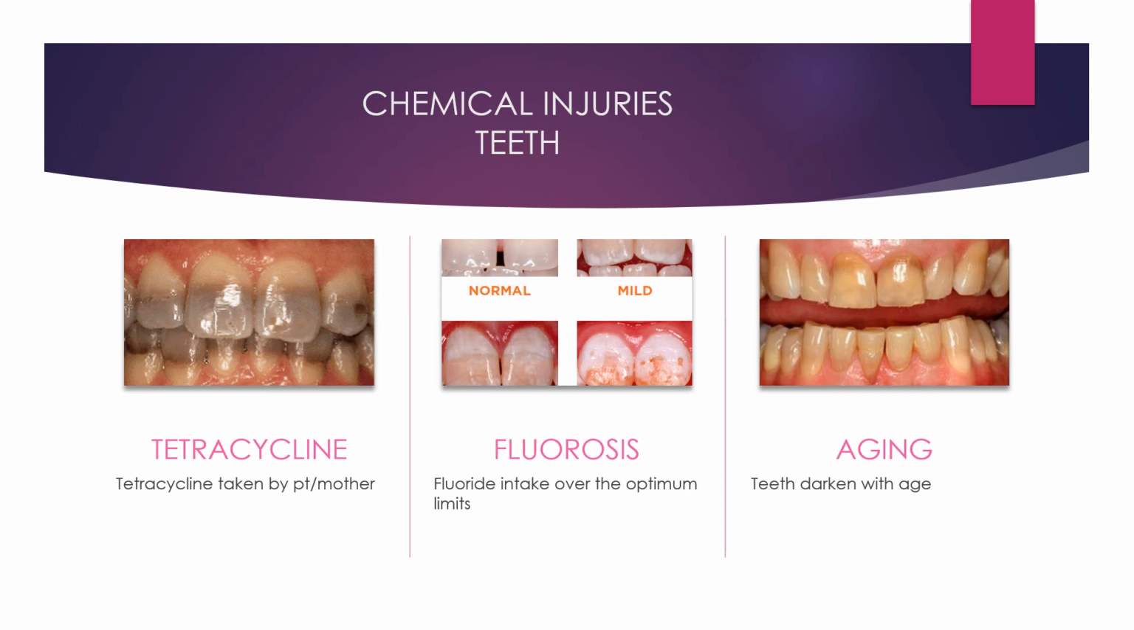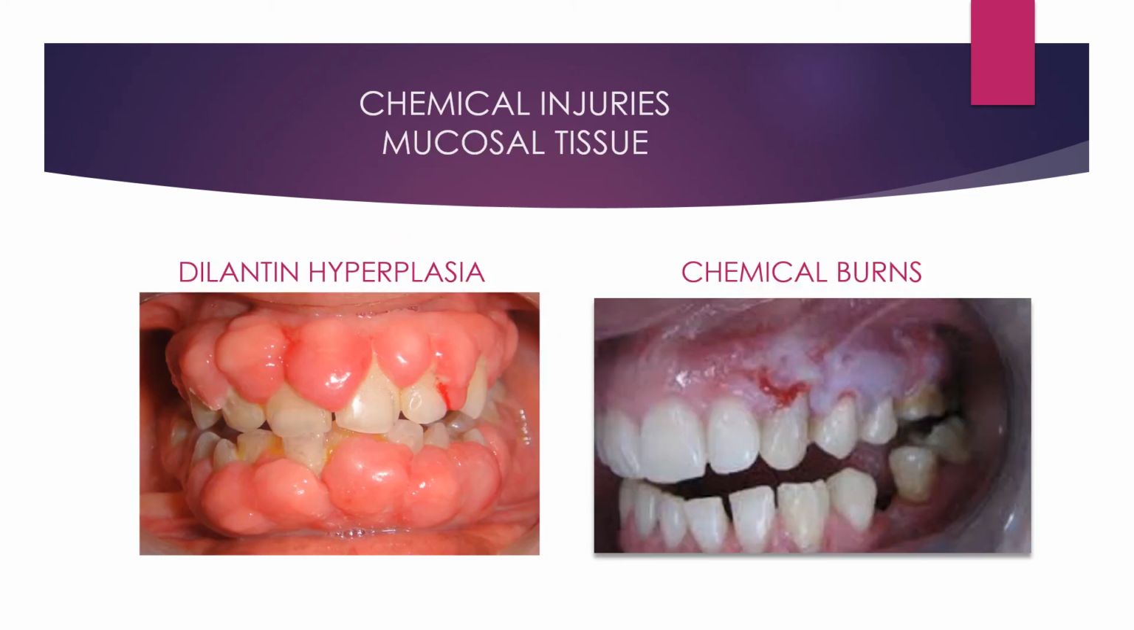I have added aging because teeth become darker naturally with age, but it can be exacerbated by habits such as smoking, high intake of coffee or tea, and highly colored foods. Dilantin is the drug of choice for the treatment of epilepsy. The gingival tissues can become hyperplastic to the extreme that surgery is required. Good oral hygiene keeps the tissues from becoming hyperplastic.